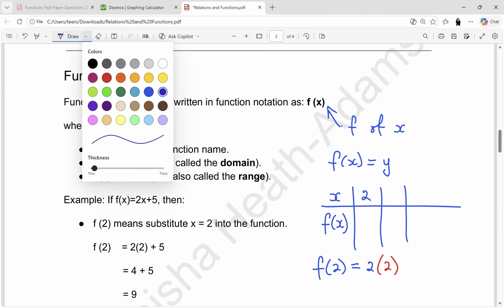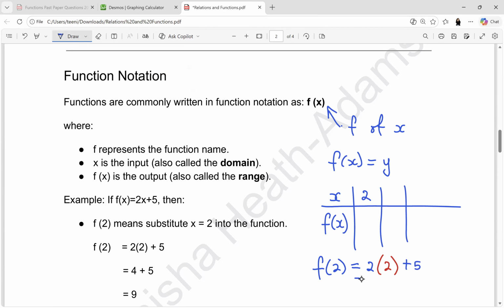So I'll say 2 times 2 plus 5, which would be 4 plus 5, which is 9. So my f of x value when x is 2 is equal to 9. Or I can also say that f of 2 is equal to 9, right?